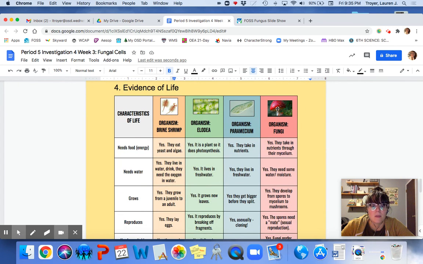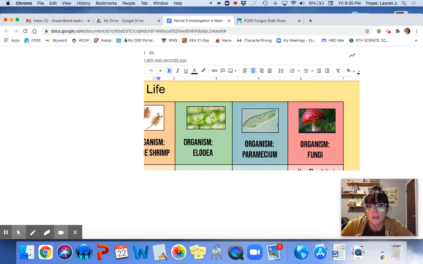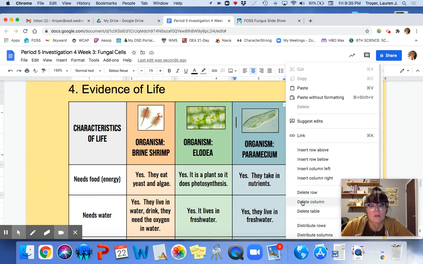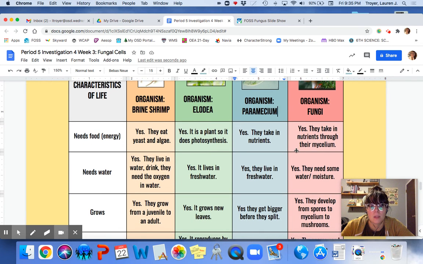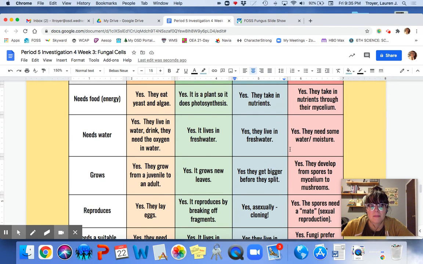Okay, evidence of life. We deleted the bacteria column. And how we did that was we right-clicked or double-tapped on the blue column you're probably seeing in your doc. Double tap on the blue. And then you should see the option to delete column. You can delete the whole purple column and just focus on fungi. I'm just going to scroll through it slowly. You should pause it so that you can get the answers.